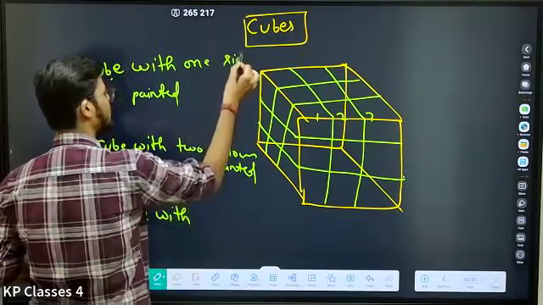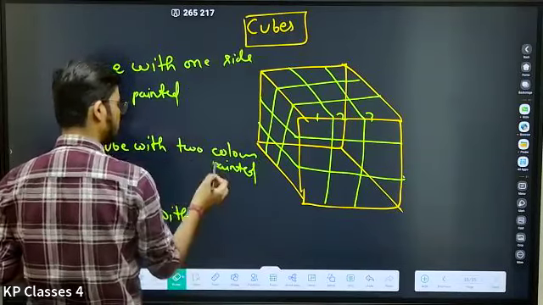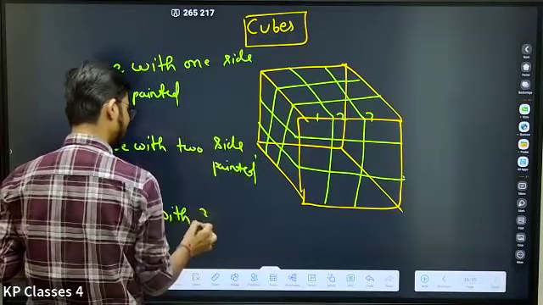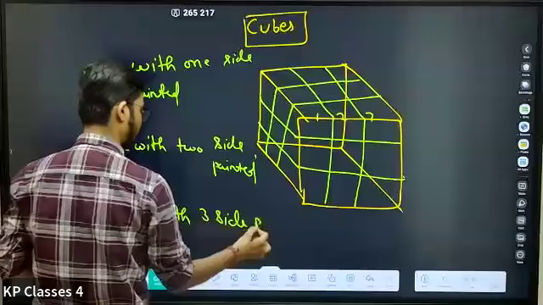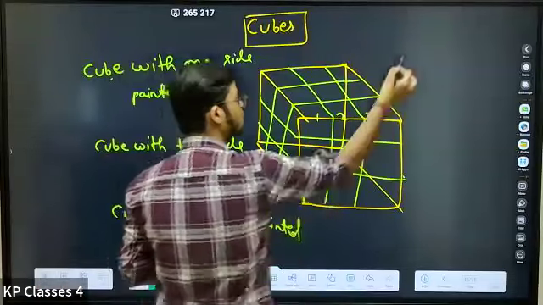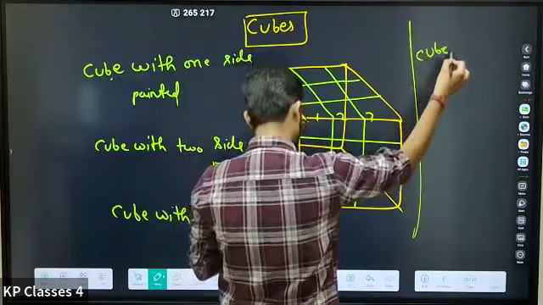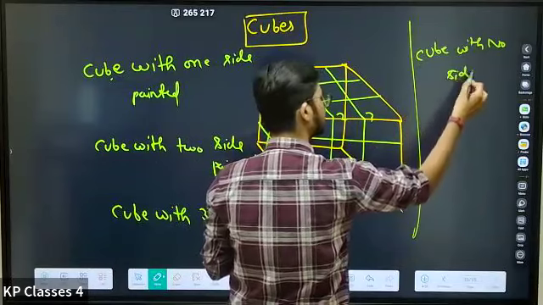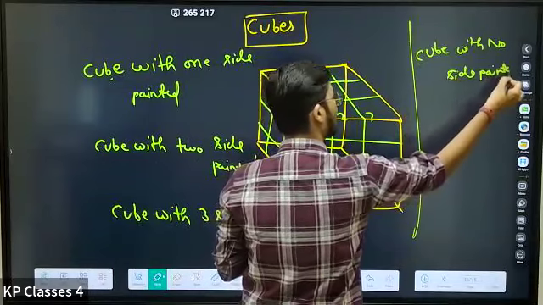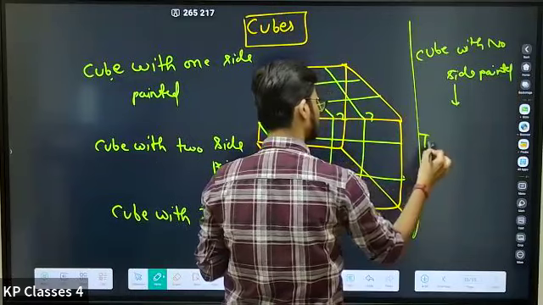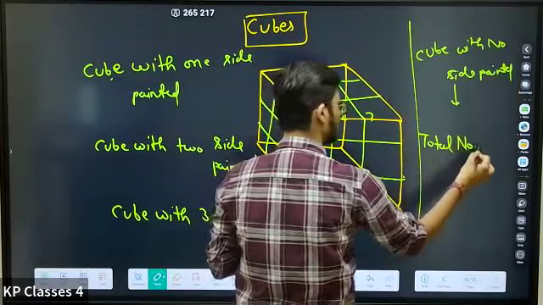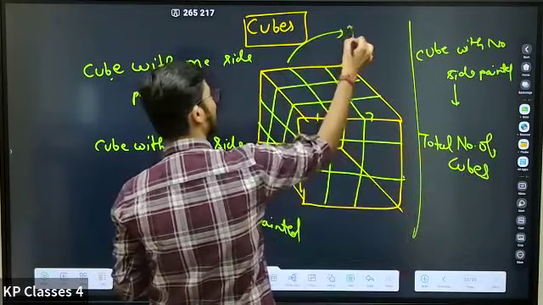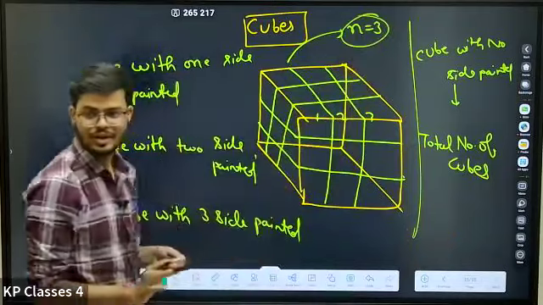Cube with one side painted. Cube with two side painted. Cube with three side painted. Cube with no side painted. Is there any other thing? Total number of cubes. Now try to understand. I have divided it into three parts, so let's take n is equal to 3.